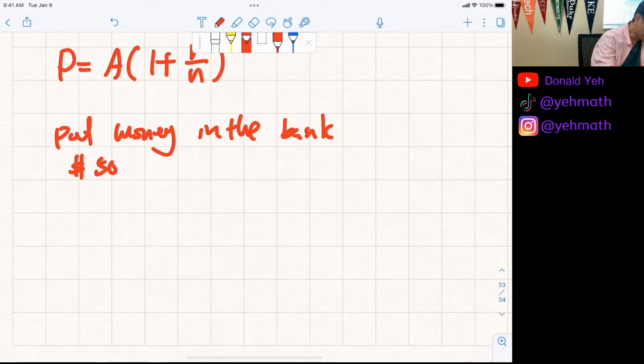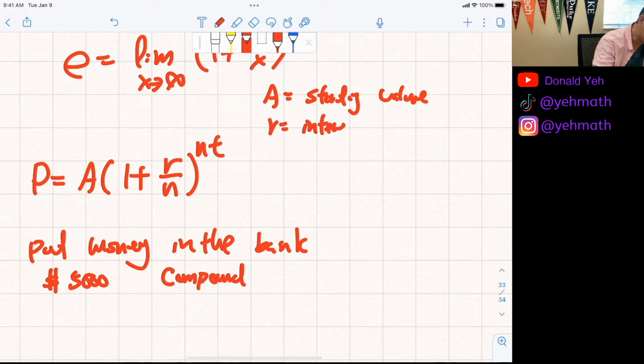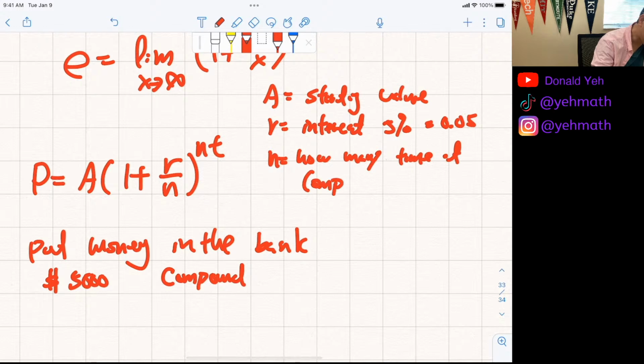Now say I would invest $5,000, and there's a difference between compounding. Do you guys know what compound means? Okay, so let's talk about A. A is the starting value. R is the interest, and usually if it's 5%, it's going to be 0.05, so make sure you convert that. N is how many times it compounds. Compound means calculate interest.